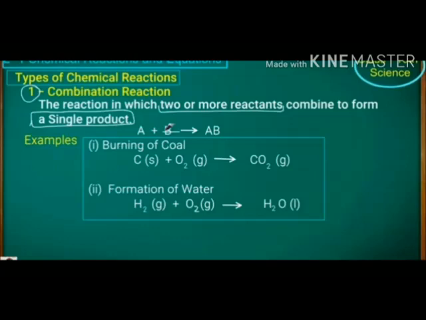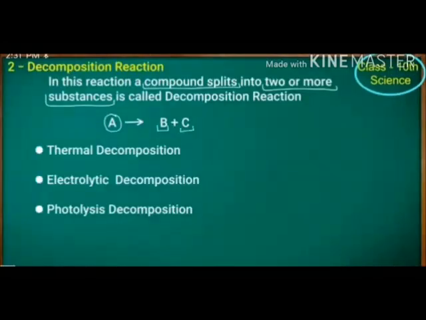These two things are combined to form only a single product. Therefore, they are named combination reactions. In a decomposition reaction, a single substance splits into two or more substances. You can see A splits into B and C. It is also of three types.